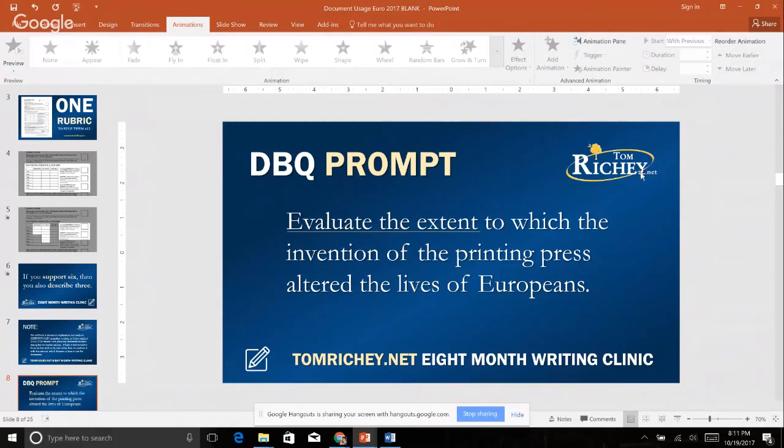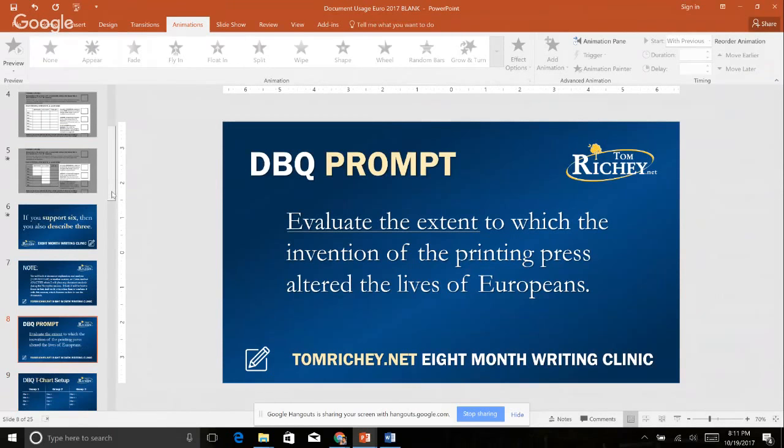Now, this is a very popular way for prompts to begin, because when you evaluate the extent, you are saying, okay, it's going to be somewhere between 100% and 0%, and thinking about how influential was this and how big of a change was it?